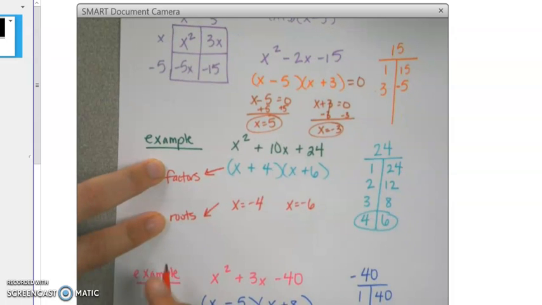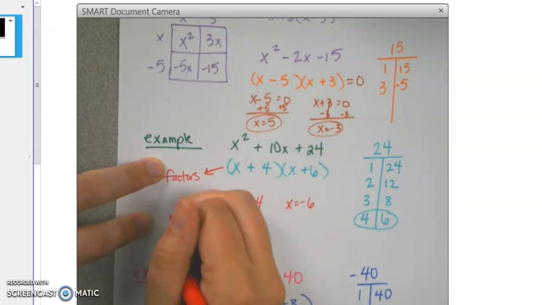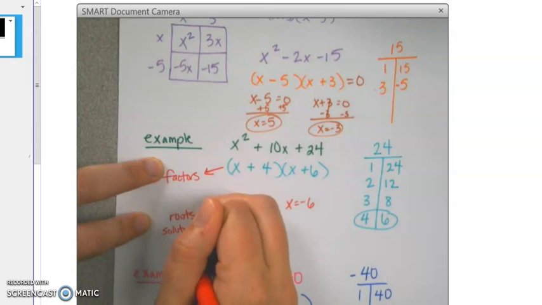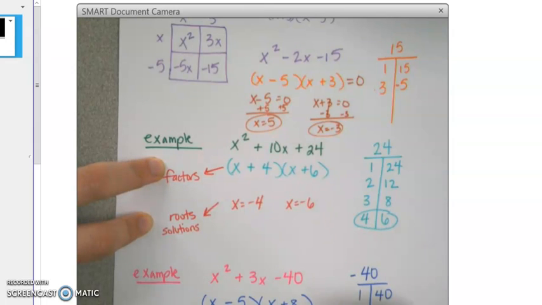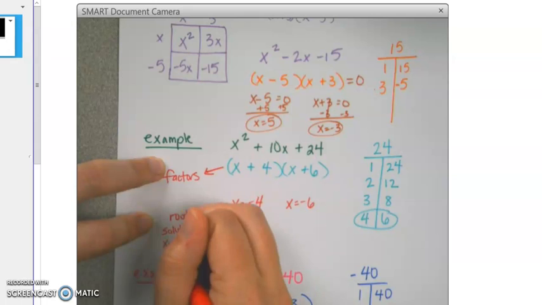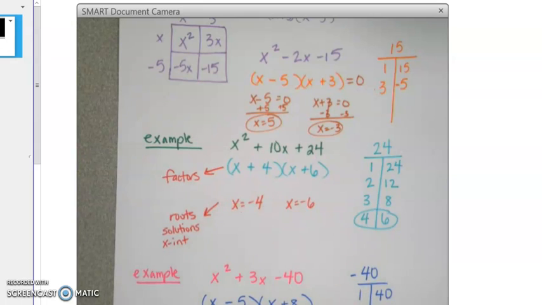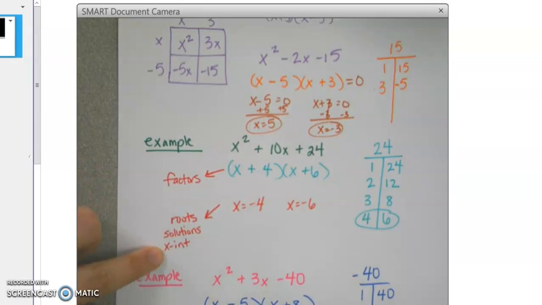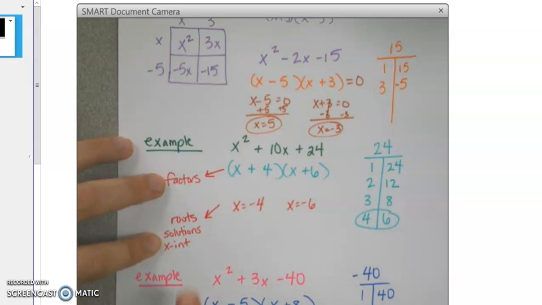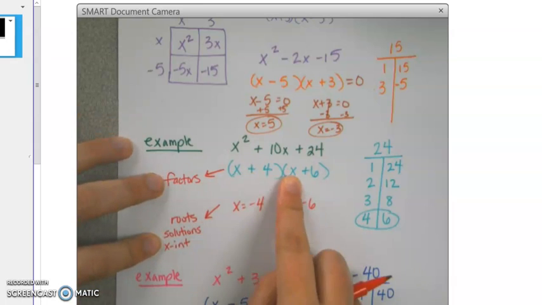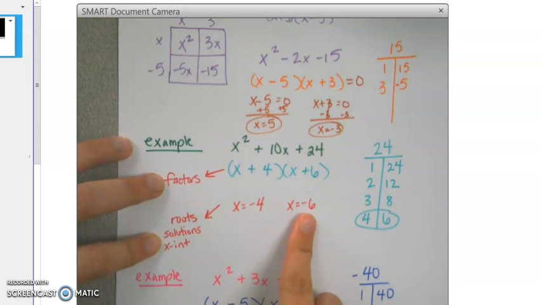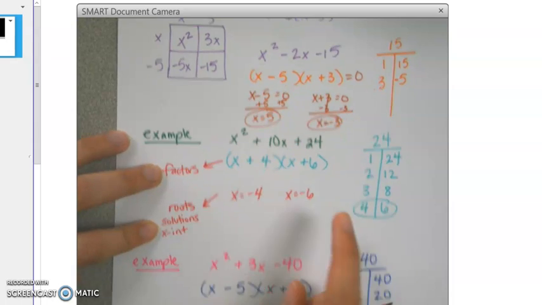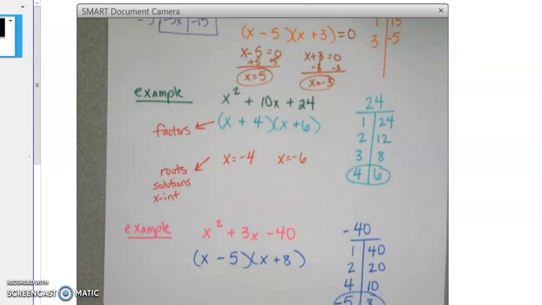Something to also keep in mind is it could be called roots, it could be called solutions. These are also technically the x-intercepts. So you could see different words here. So make sure you know the difference. Factors have the numbers in parentheses, roots do not. Roots have exactly what it's equal to. So that is how you factor.